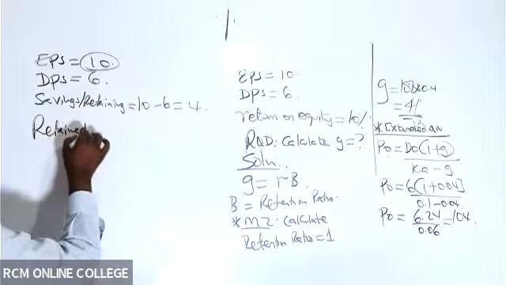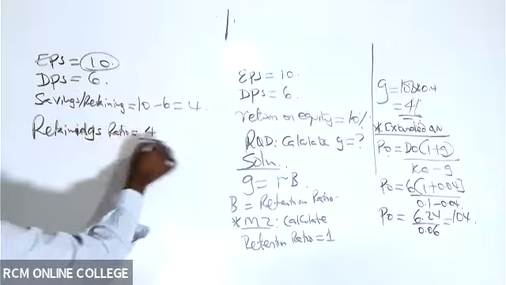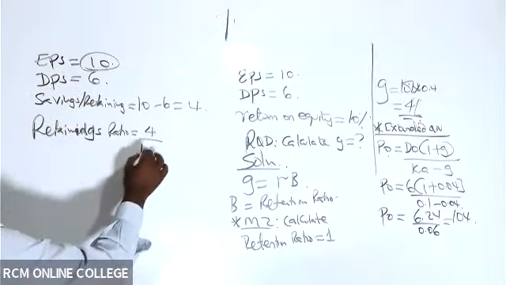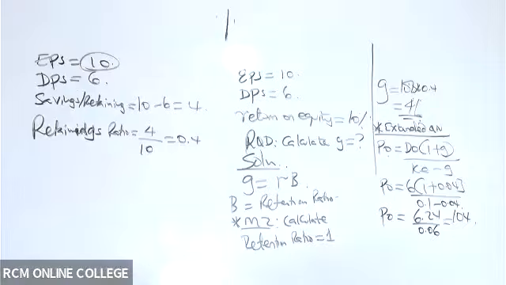the retained ratio, or the retaining ratio. So the retaining ratio will be 4 out of the total amount earned. So 4 out of 10, which will be 40%. So how much have you saved vis-a-vis what you earned? 4/10. So this will be 0.4.